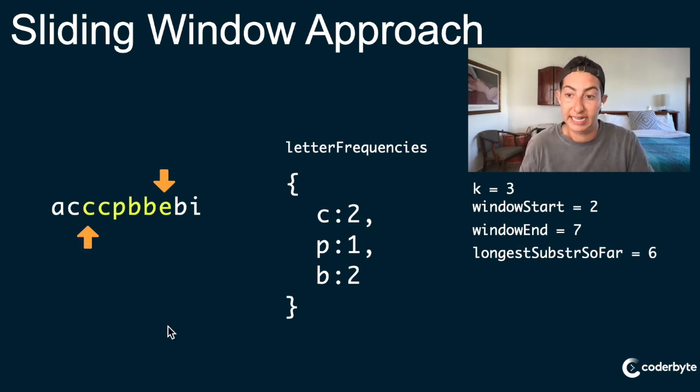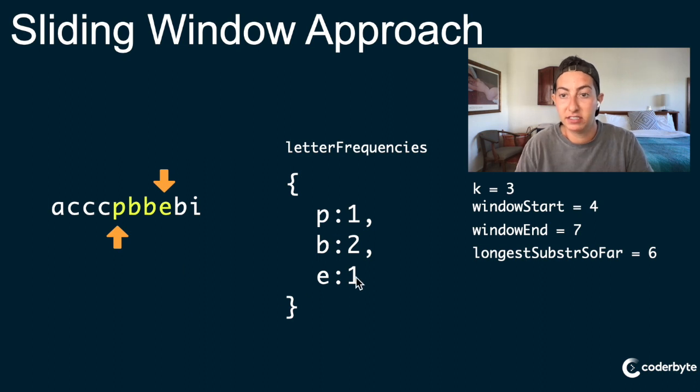We shrink our window again. Okay, so we shrink our window again, we increment window start, and then we decrement C again, and we still have C's, right? So we've got to shrink our window again. So we shrink our window, increment window start, and then we finally have 0 C's. We can get it out of our letter frequencies and make room to add E into our letter frequencies, right? So here we have E in our letter frequencies.